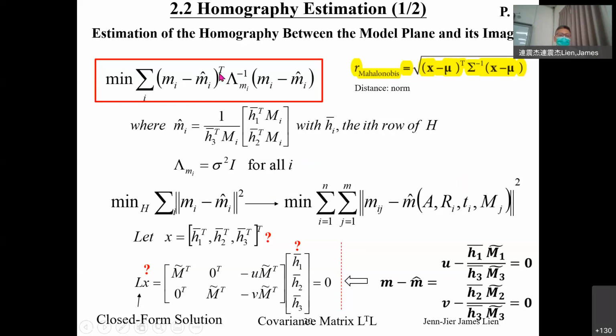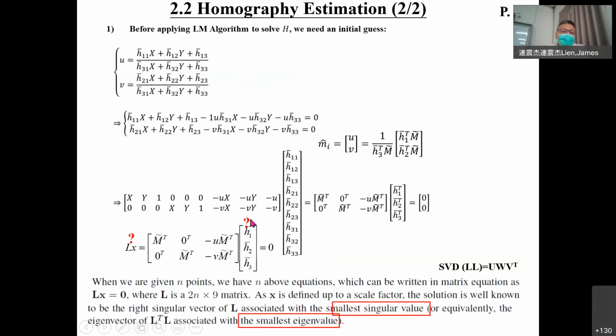So we go back to: they don't use this one. In this case, they use this case, ignoring the normalization term. So we solve this one. So they use the Ax equal to 0 problem. So how can we solve H? You see the M and the image (u, v) is like this. I derived it for you, and this is the equation. Then you want to solve H. So how can you solve H?